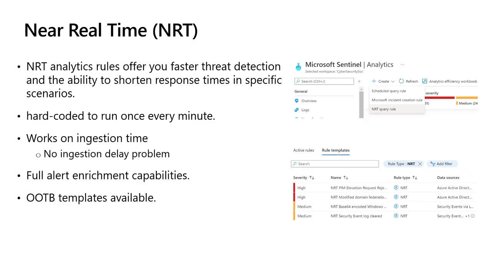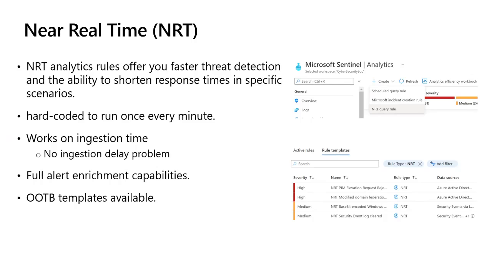Unlike regular scheduled rules that query events based on the time-generated field, near real-time rules query the event ingestion time field. This solves any ingestion delay problems and results in improvements of both frequency and accuracy in your detections.